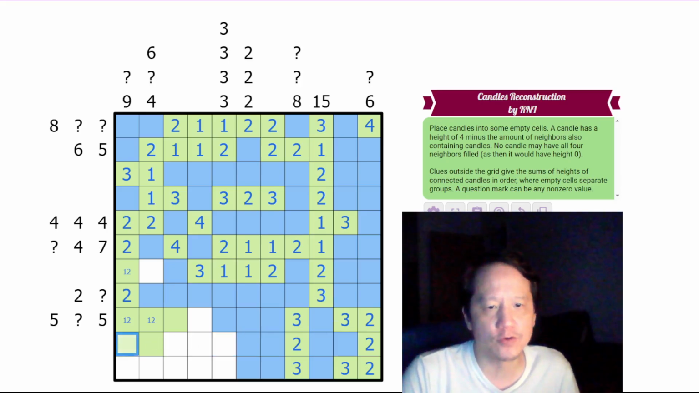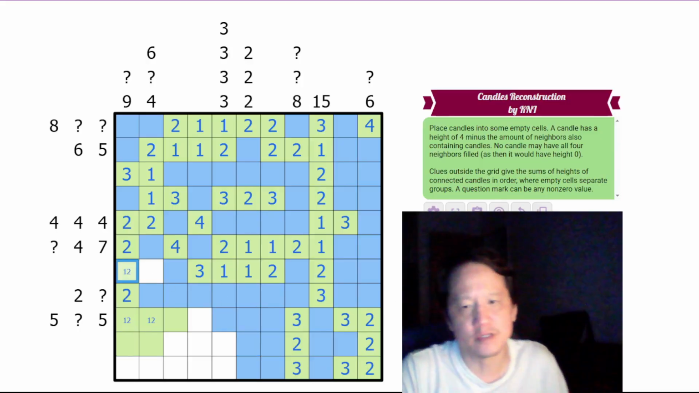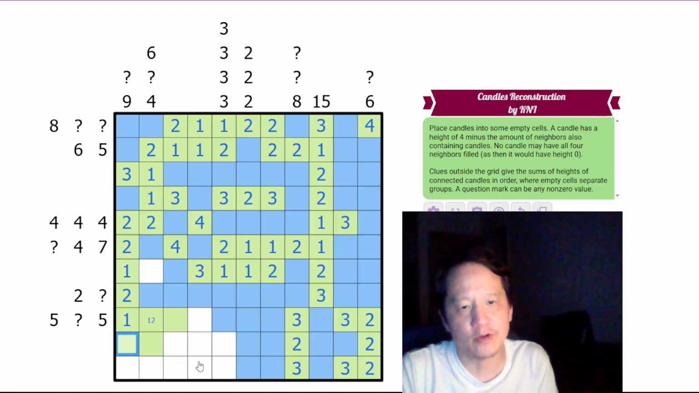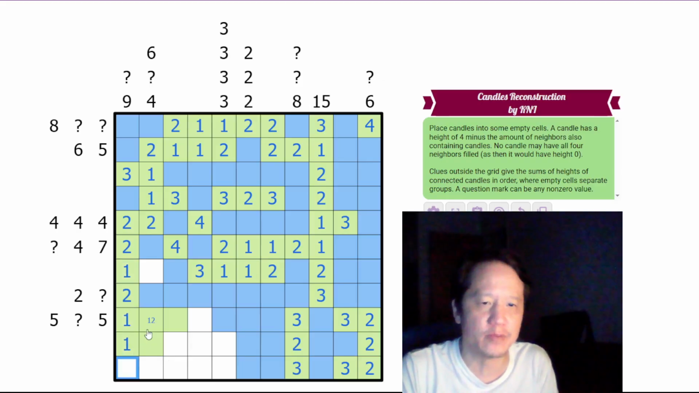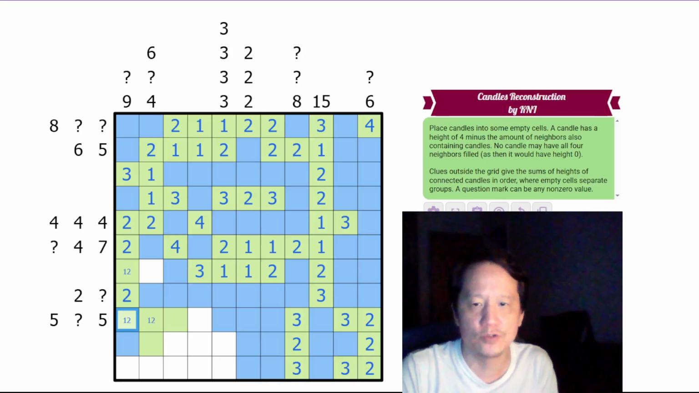If this were green, then I think these all have to be 1, supposedly, right? 1, 1, 1, and then we have a problem because this must have 3 neighbors with candles. So then this would have to be candle, and that would be too large. So this cannot be with candle here. This is blue. This has 2 neighbors with candles, so this is 2, which makes this 1 here.